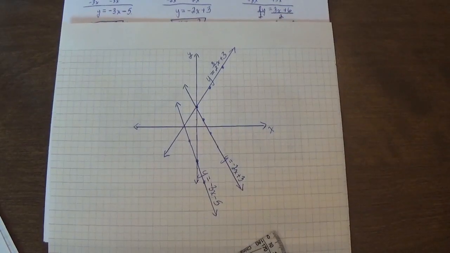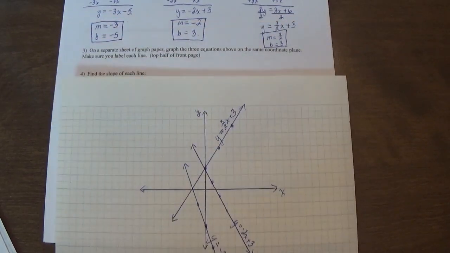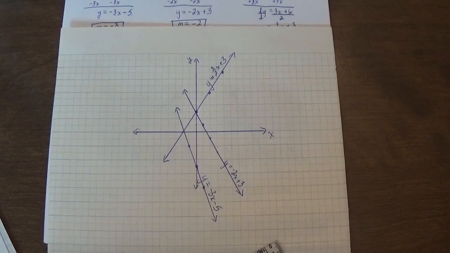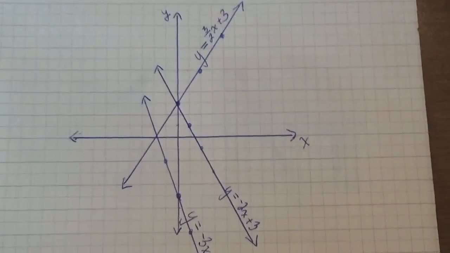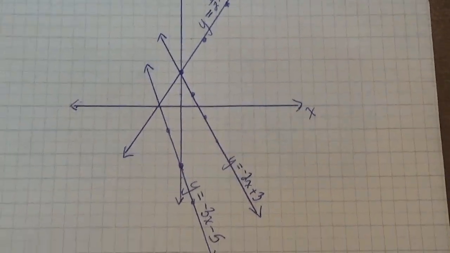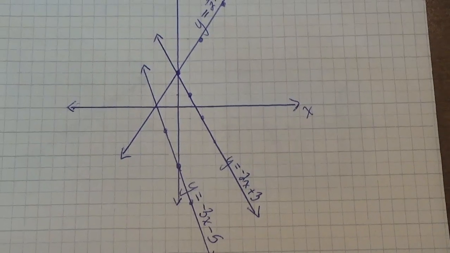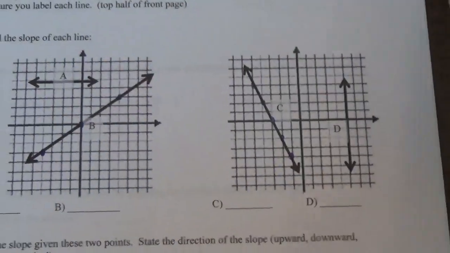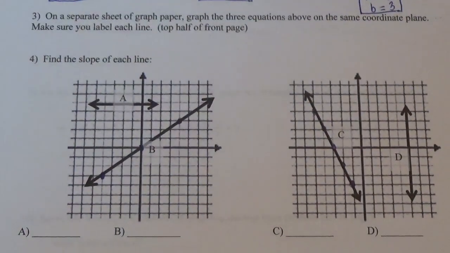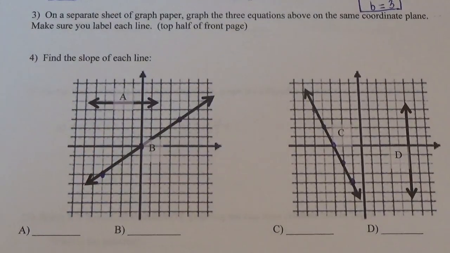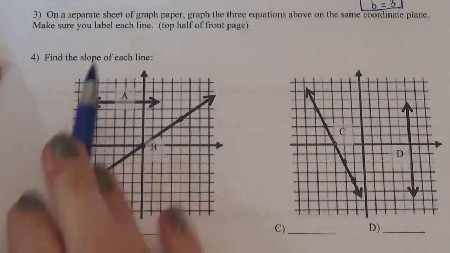All right, so there is our number 3 on the separate sheet of graph paper. So we can check that. All right, let's move on here. Oh yes, number 4. Now, let's go through here. Find the slope of each line.